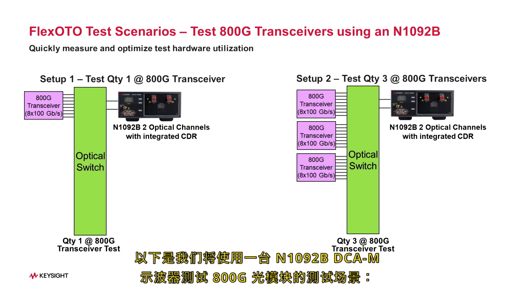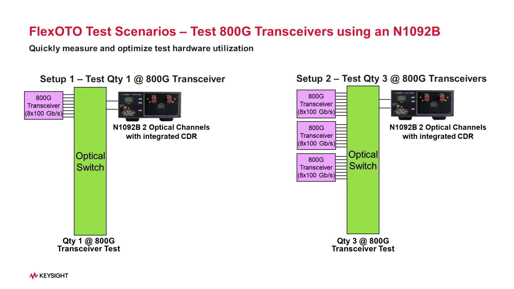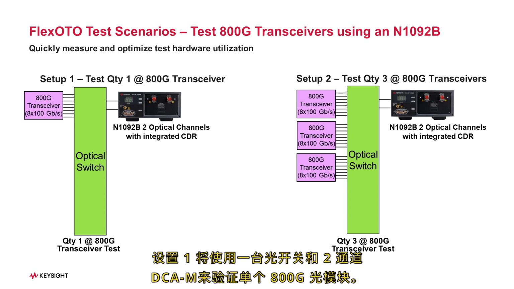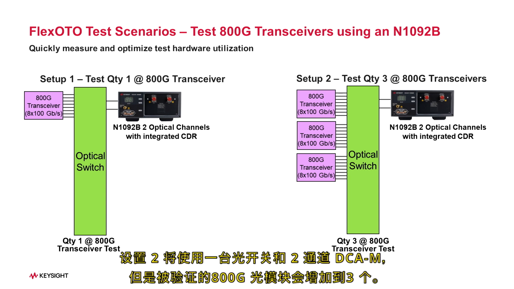Here are the test scenarios we'll use to test 800 gig transceivers using one N1092B oscilloscope. Setup 1 characterizes a single 800 gig transceiver using an optical switch and a 2-channel DCAM. Setup 2 uses the same switch and N1092B oscilloscope, but it characterizes 3 800 gig transceivers.